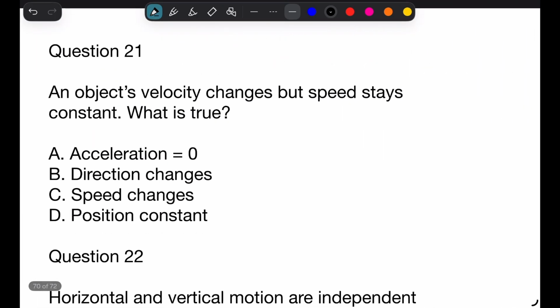An object's velocity changes, but speed is always constant. If the speed's always constant, you have the same magnitude. If your velocity changes, that means that your direction changes. B.